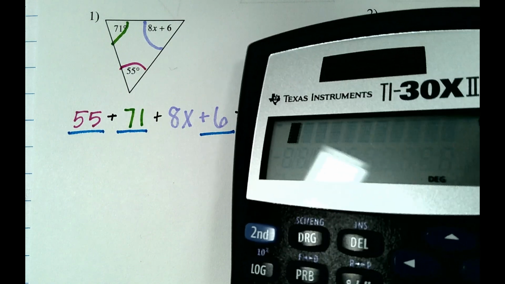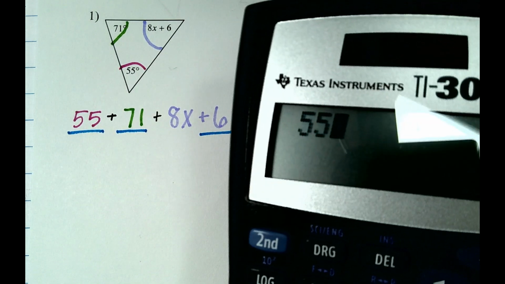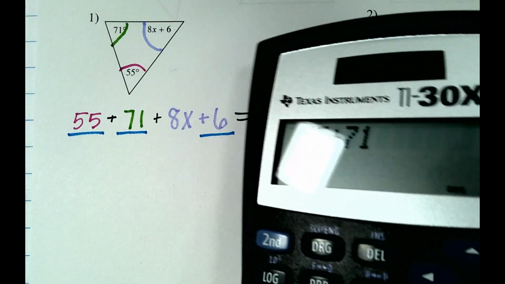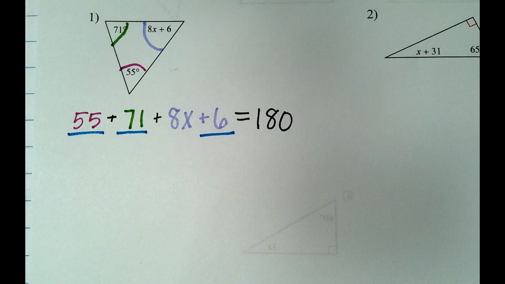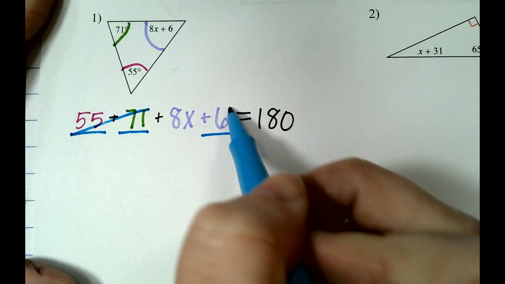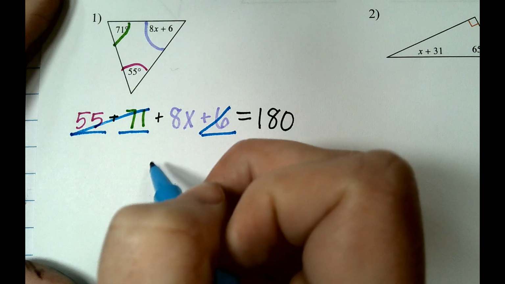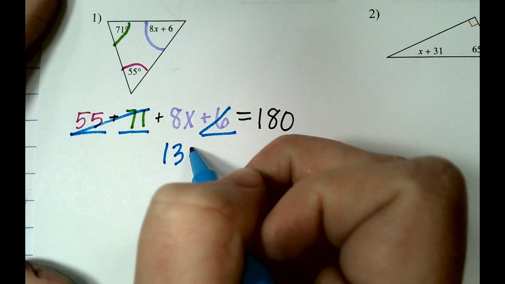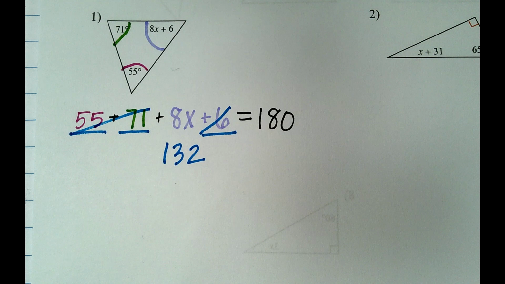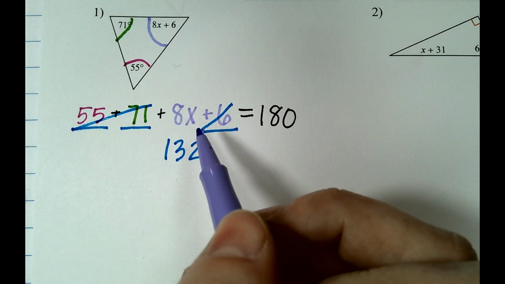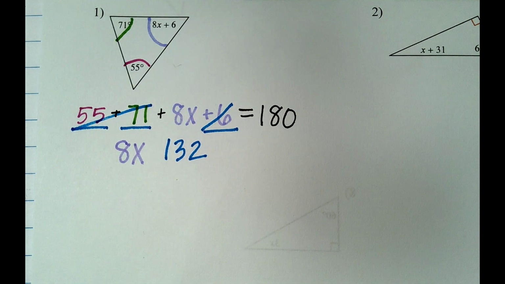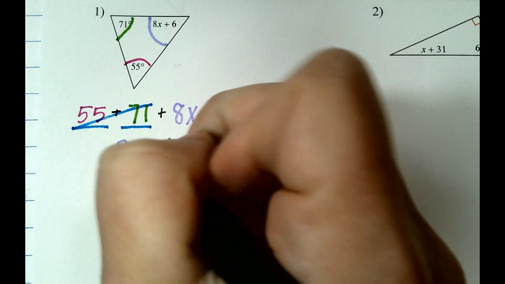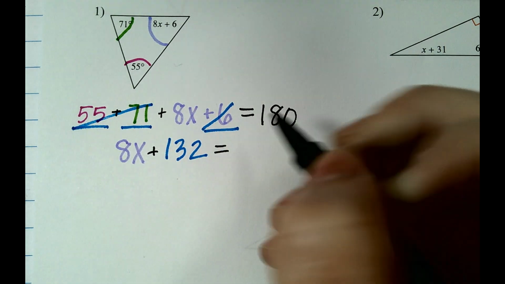So let's see. 55 plus 71 plus 6, and I get 132. So I'm going to cross all that out so I know that I'm done with it. And I'm going to write 132. All that I have left on this side of the equal sign is my 8x, so I'm going to bring that down. 8x plus 132. Good. Equals, we'll bring down 180.